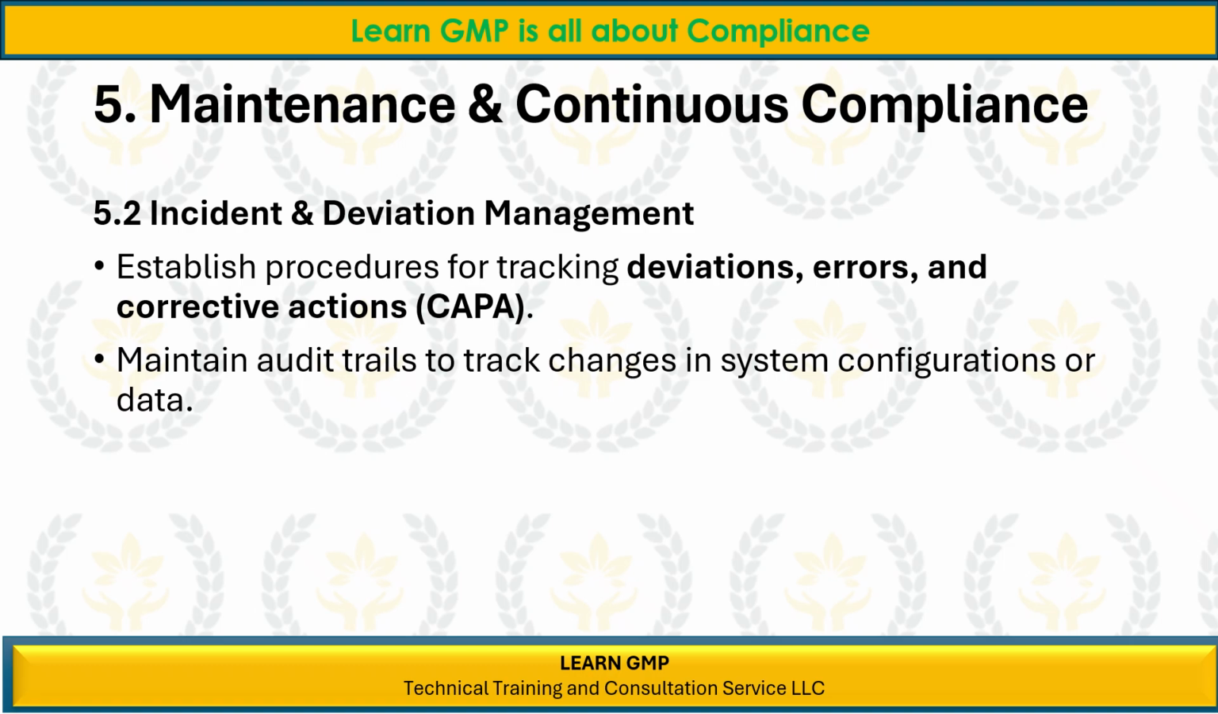The second step of maintenance and continuous compliance is incident and deviation management, which establishes procedures for tracking deviations, errors, and corrective actions, CAPA. Maintain audit trails to track changes in system configurations or data.